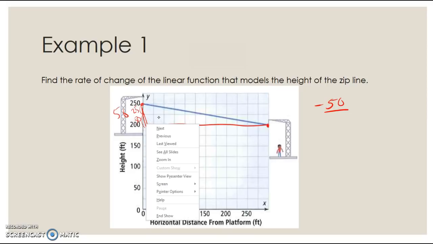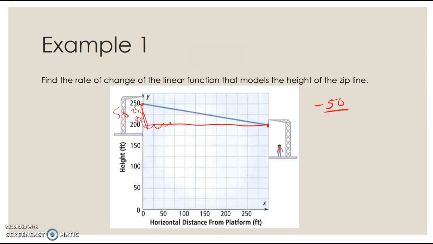So 1, 2, 3, 4, 5, 6, 7, 8, 9, 10, 11, 12. So we have 12 times 25. So every 4 is $100, so we have 3, right? 1, 2, 3, 4, there's 100. 1, 2, 3, 4, there's 200. 1, 2, 3, 4, there's 300. Sorry, I had the 3 on my brain. So we go down 50 for every 300 we go right.